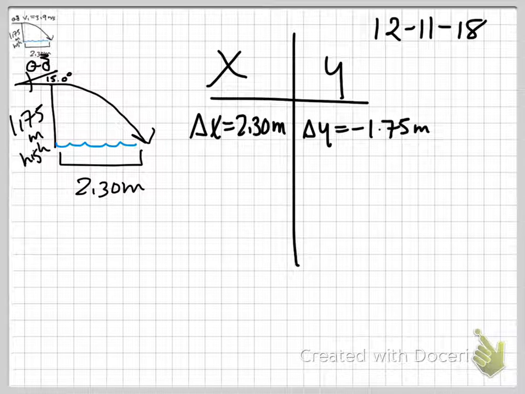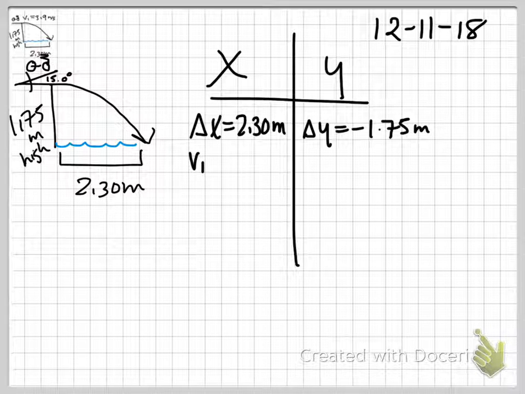Because we acknowledged when we started talking about this yesterday before I led you down a blind alley, that you're actually going to go up further in the air than you would if you just drove straight off. So we don't know what our max delta y is. We'll get to that. But we know that overall we're going to land 1.75 meters below where we started.